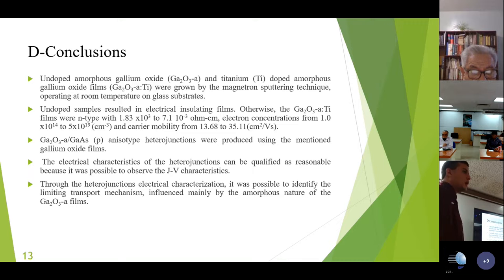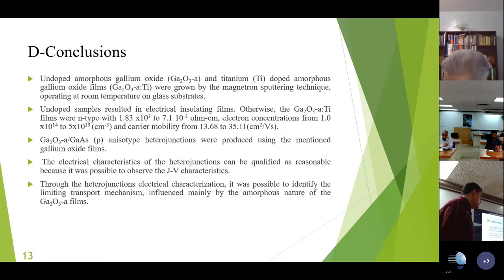Otherwise, the gallium oxide doped with titanium were n-type, with resistivities from 1.83 to the power of 3 to 7.1 to the power of minus 3, electron concentrations from 1 to the power of 40 to 5 to the power of 90, and carrier mobilities from 30.7 to 35.